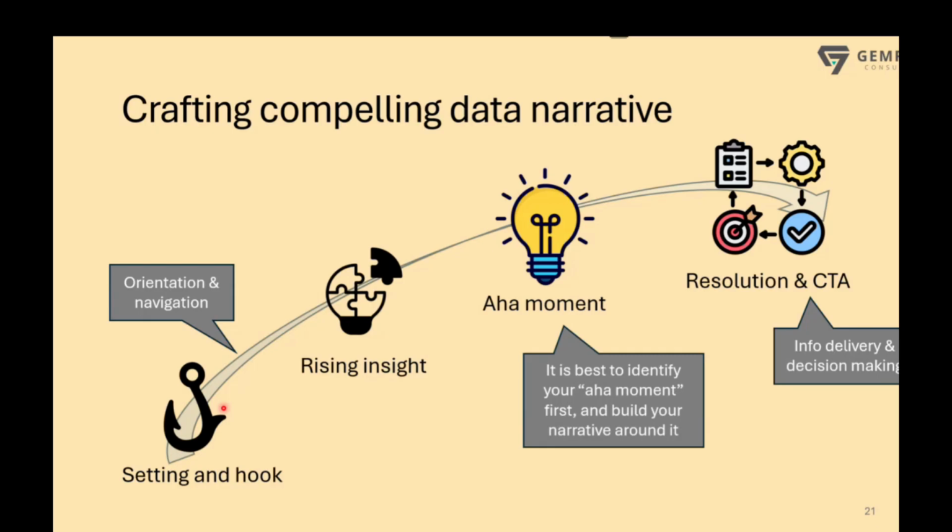How do we want to set the stage up? What kind of hook do we want to bring into the table? What are the rising insights that we want to share? What are the investigations that lead to the final outcome? And the final outcome is your aha moment, right? And out of the aha moment, what do you want to inspire is your resolutions and your CTAs, your calls to action. Like, am I delivering the information successfully or, my God, I'm sorry, tongue tied, unsuccessfully, right?